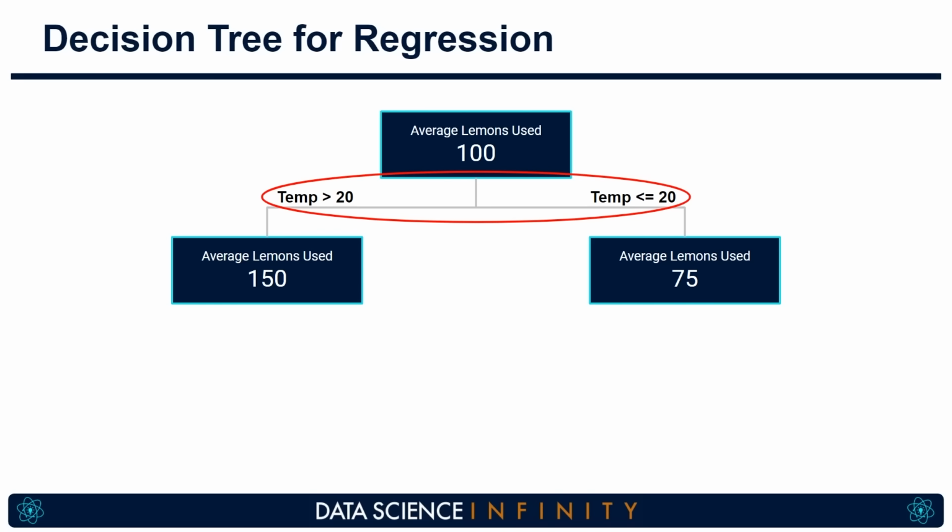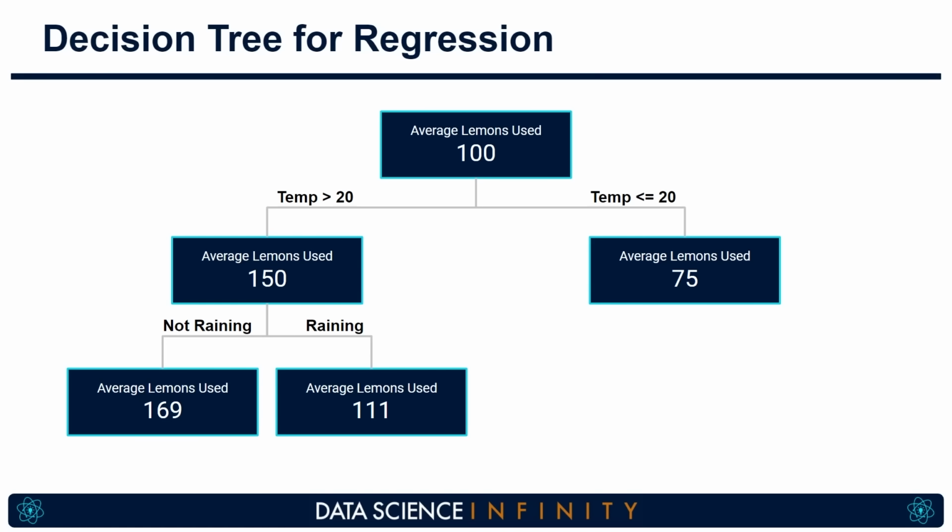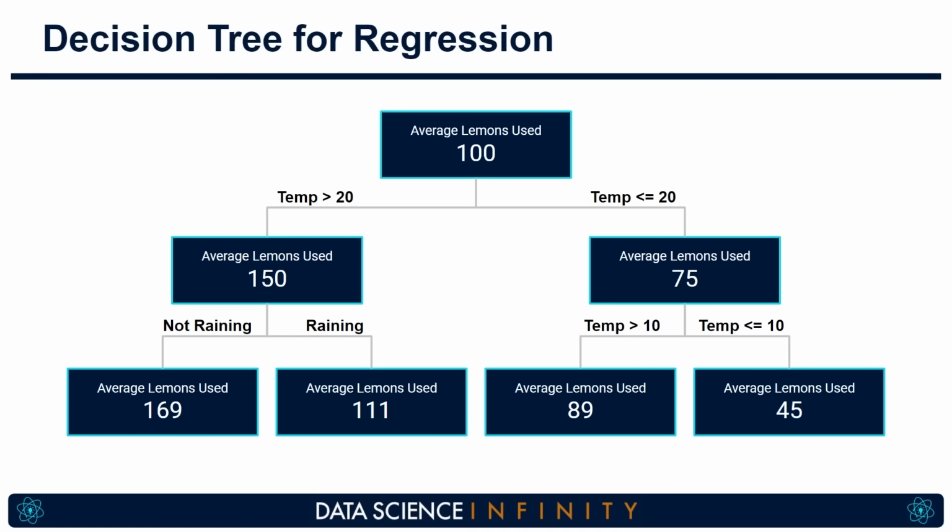So in the case of the bucket on the left, the algorithm then went on to select the split between whether it rained or not, and we can see that this split out the number of lemons used even further. The same checks and tests were run on the other side of the tree, and there we see that it split again based on temperature, this time at 10 degrees. So if this was the final state of our decision tree, then we would have 4 leaf nodes, which I've labeled here as A, B, C, and D.